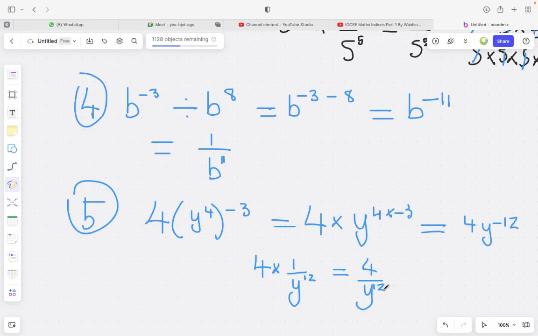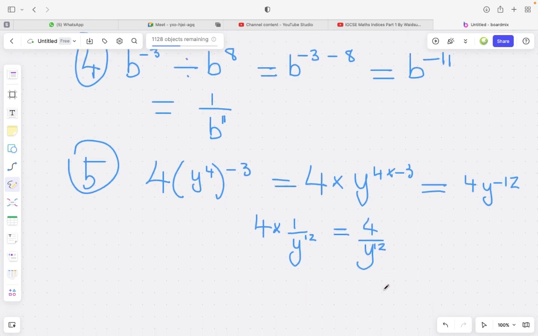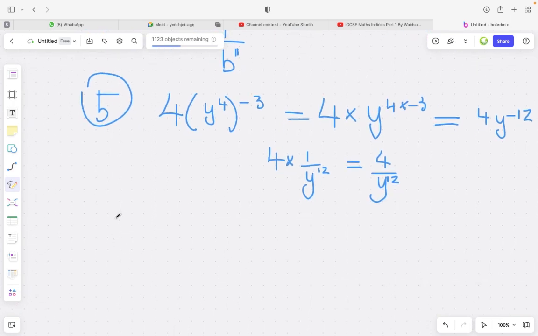Okay, now let's take a look at another one that is exactly like this, but a little bit different. You spot the difference now. Now we put this 4 inside. We're going to open the bracket from the beginning. We write 4y to the power of 4, and then raised to power minus 3.